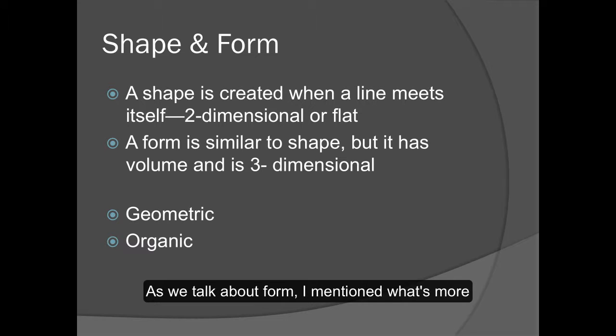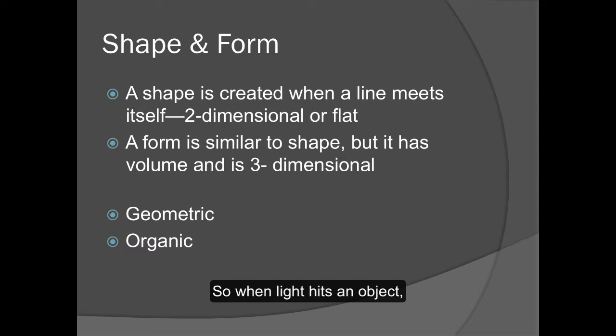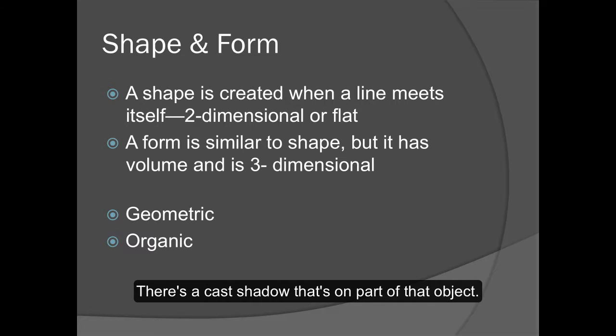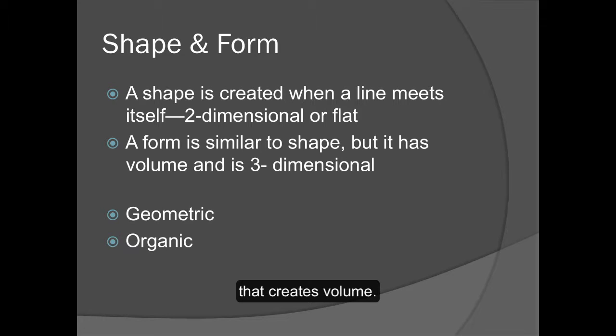As we talk about form, I mentioned it's more of a three-dimensional quality of the object. And this comes from the light and the dark areas. So when light hits an object, part of that object is in a shadow. There's a cast shadow that's on part of that object. So there's light areas and there's dark areas within that same object, and that creates contrast, that creates volume.